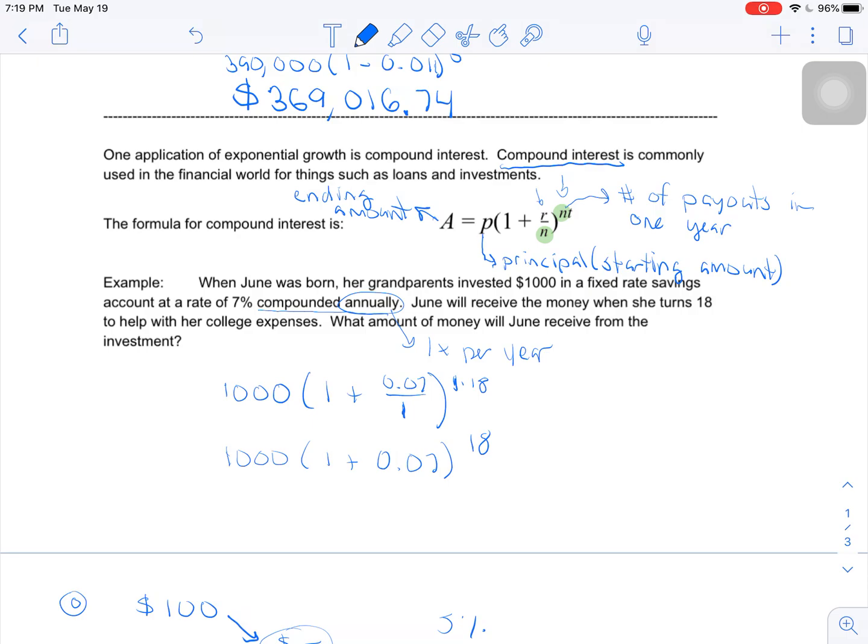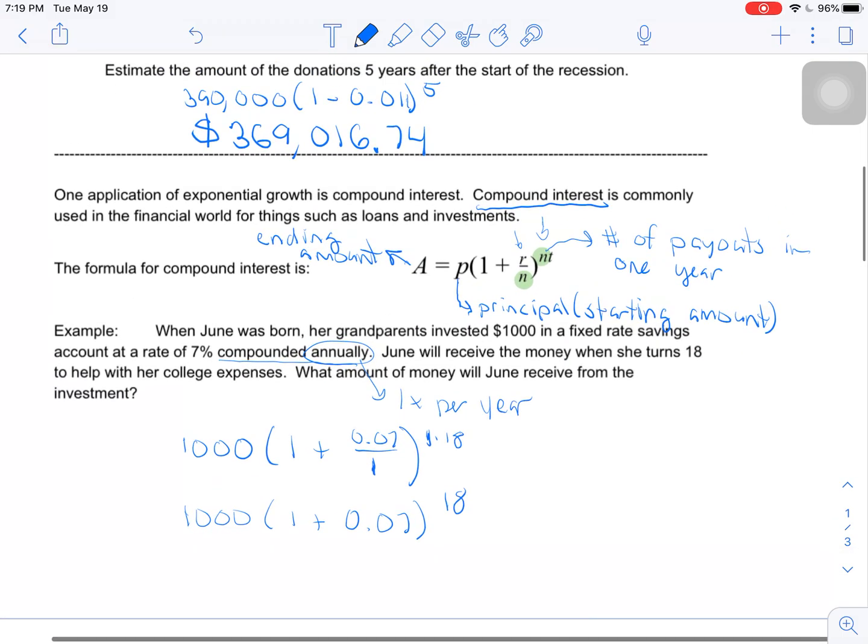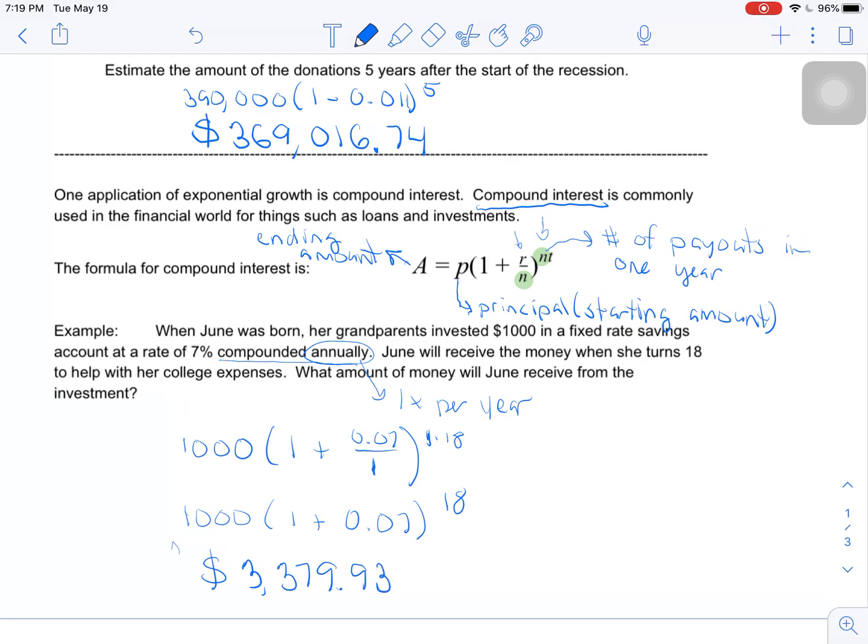So that means that on her 18th birthday, if you round off your final answer, and we're talking about money, so label the units, if you drop this in your calculator correctly, June is going to get $3,379.93. So not a huge amount of money, but still, her investment tripled just sitting there, and that's not a bad thing. So there you go. That is exponential growth and exponential decay, and compound interest, which is really also exponential growth.